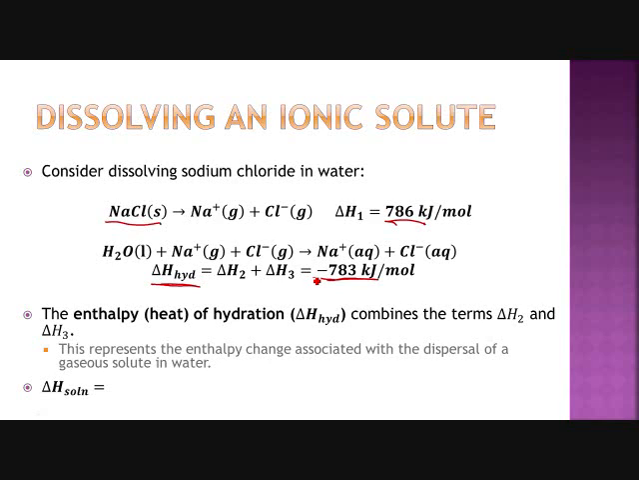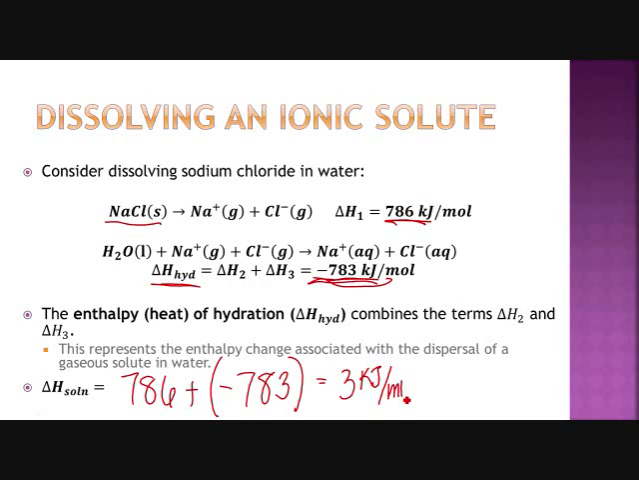So to find the delta H of the solution, the enthalpy of solution, we would take step 1, 786, minus the combined 2 and 3, which technically is plus, but it's a subtraction, so I guess I should show that to you. So the answer would be 3 kilojoules per mole. So it's a positive number, so do you think it's endo or exo? Endothermic, because it's positive. So that means that there's gaining of energy. It's a very small number, though.